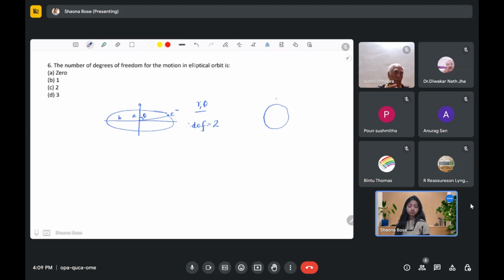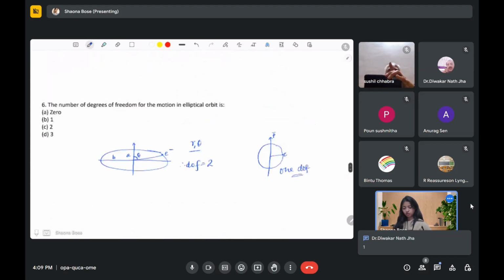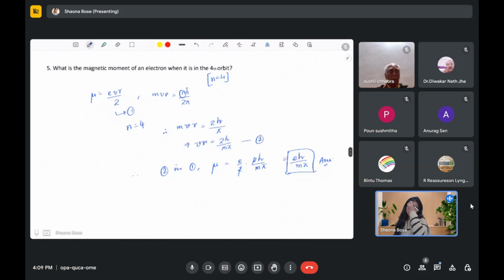What about a circle? The degrees of freedom here, yes, exactly. Again, I don't know how to pronounce the name. So yes, because here r is fixed, r never changes, so only 1 degree of freedom, right? Okay, one more.